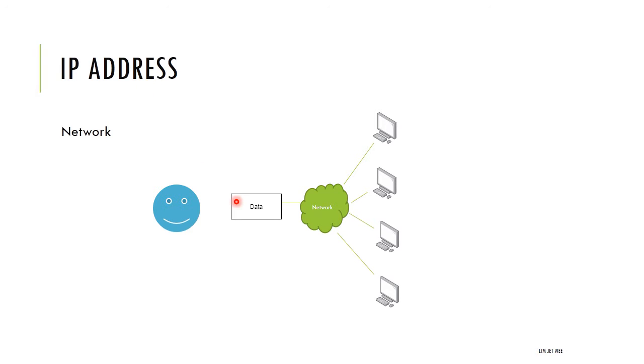Basically, everything that is connected to a network or the internet, which is also a very large network, needs an address so that you can send or receive a data packet to or from that particular location, and this must be unique. So every device that is connected to the internet or any network must have a unique IP address.